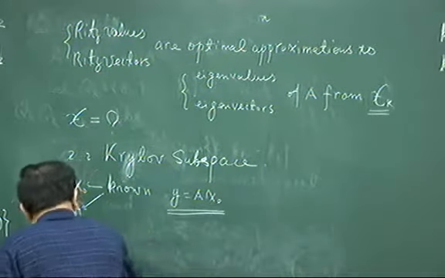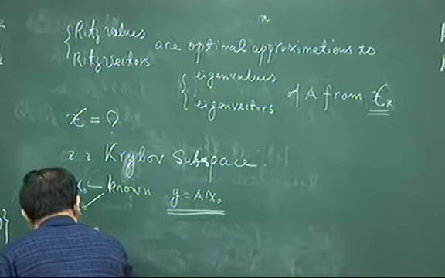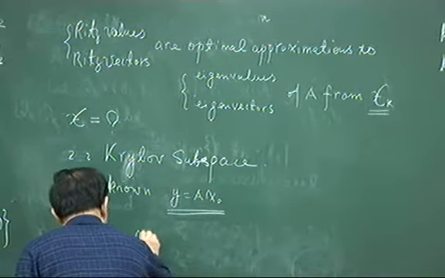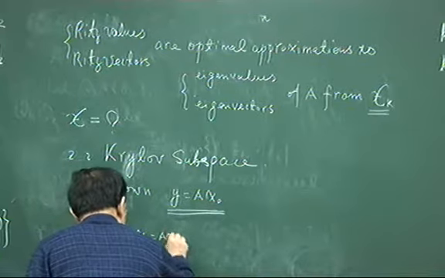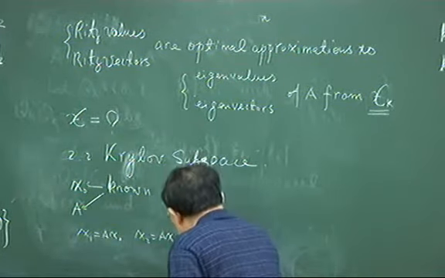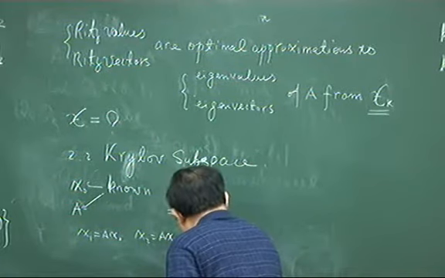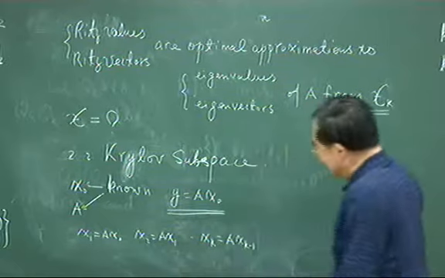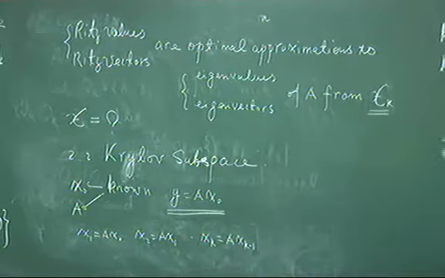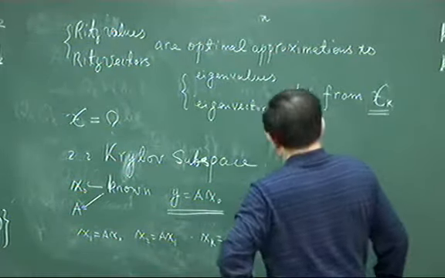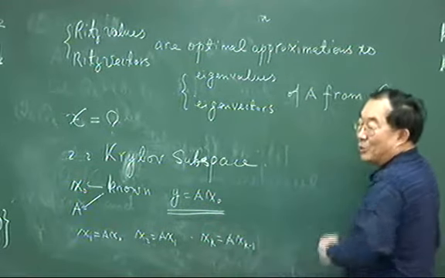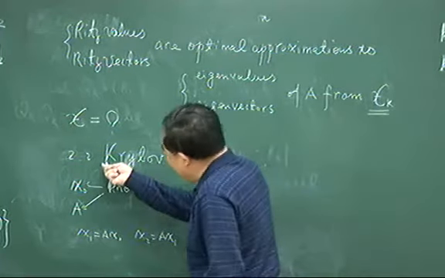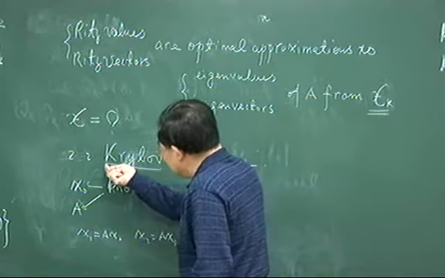Of course, we can set x1 equal to A x0, then x2 equal to A x1, then xk equal to A x_{k-1}. Using this, we can get x1, x2, ..., xk, a sequence. Krylov was a Russian mathematician.